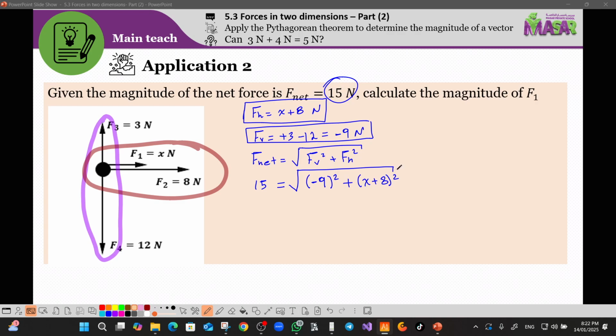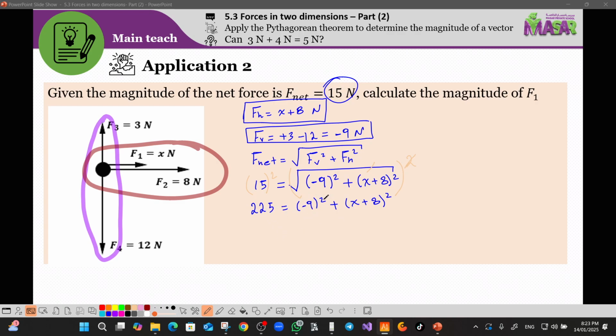To remove the square root, I need to apply squaring to both sides. So squaring here and squaring that, because the squaring will destroy the square root for us. Now, what is the square of 15? It's 225. Now, the square root will be destroyed under the action of the square. So no square root anymore. And we need to rewrite what is under the square root again. So minus 9 squared plus x plus 8 squared.